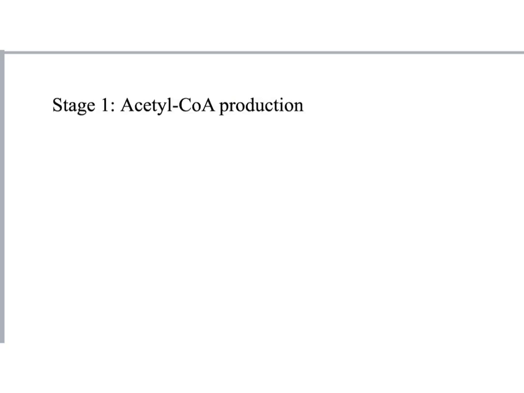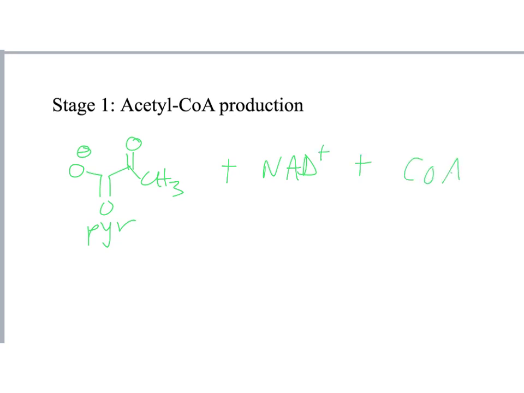Okay, so we're going to start with the PDC first. Where we ended was we made some pyruvate. Here's pyruvate. Please remember how to draw this. The overall reaction for the PDC is that there will be 1 pyruvate going in, an NAD+, and a CoA molecule. And what comes out will be an acetyl-CoA.